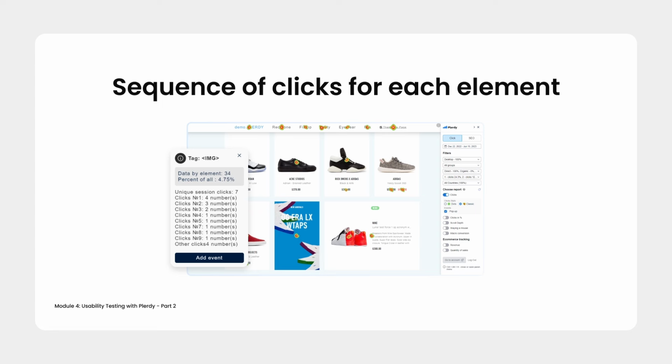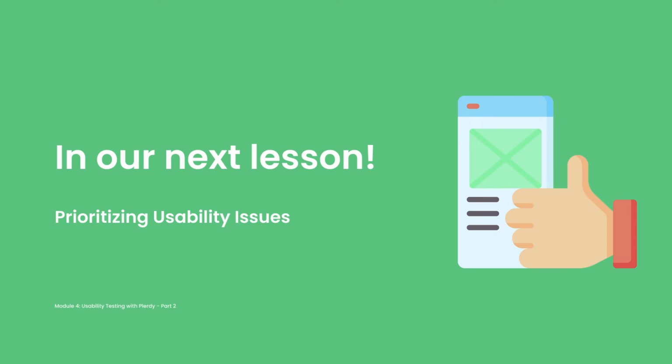When hovering over the number of clicks, you'll see the sequence of clicks for each element. For example, on the filter button, you might see a certain number of first clicks, second clicks, and so on. This insight can help you understand the user path and determine which elements to emphasize on your website.